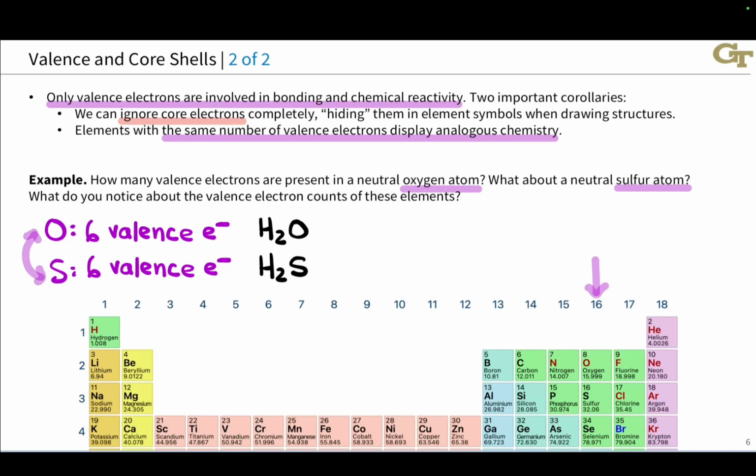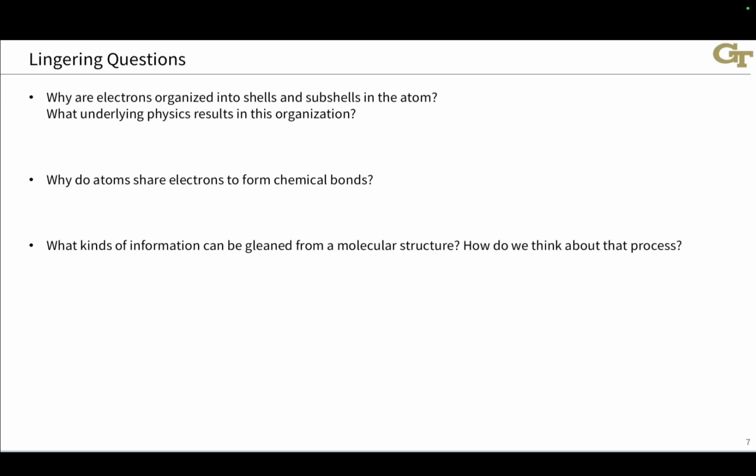If I know something about the chemistry of oxygen, for example, I have good grounds to suspect that sulfur can do something highly similar. In this video, we laid the foundations for thinking about electrons and atoms on a deeper level, distinguishing between core and valence electrons. And we can count valence electrons now. We're going to use that toward the purpose of drawing Lewis structures in the near future.